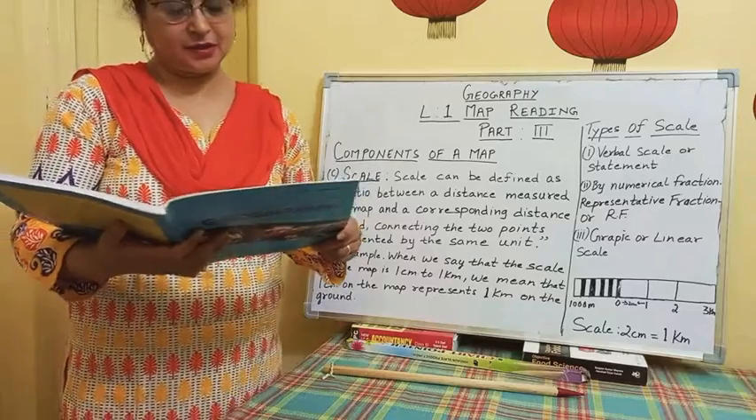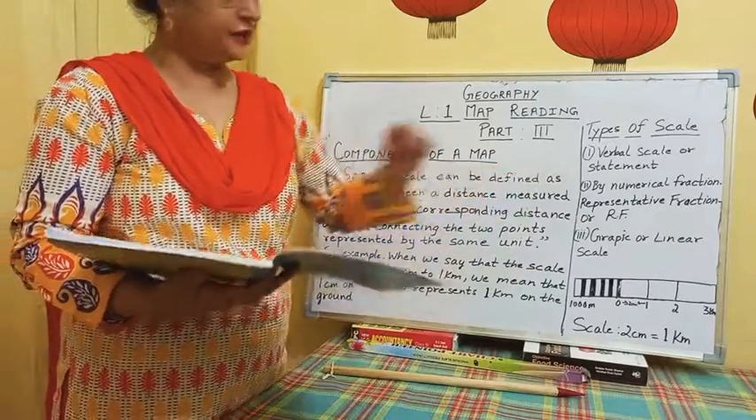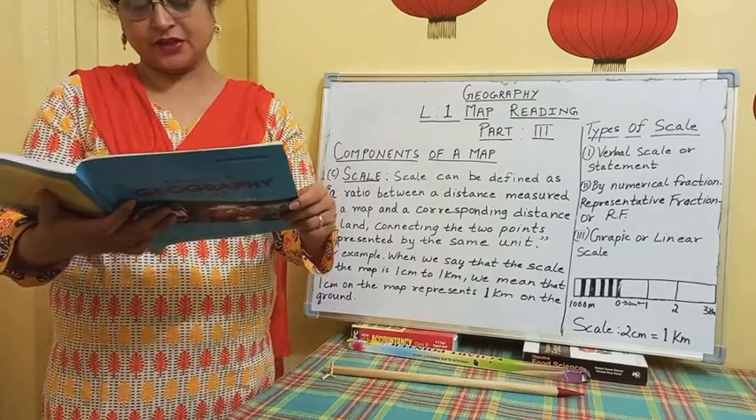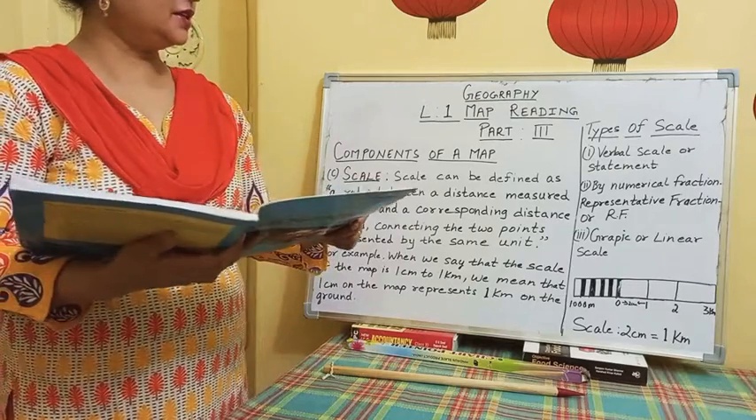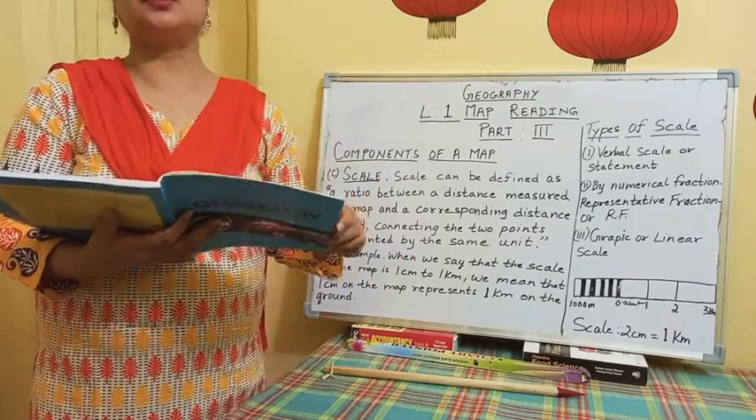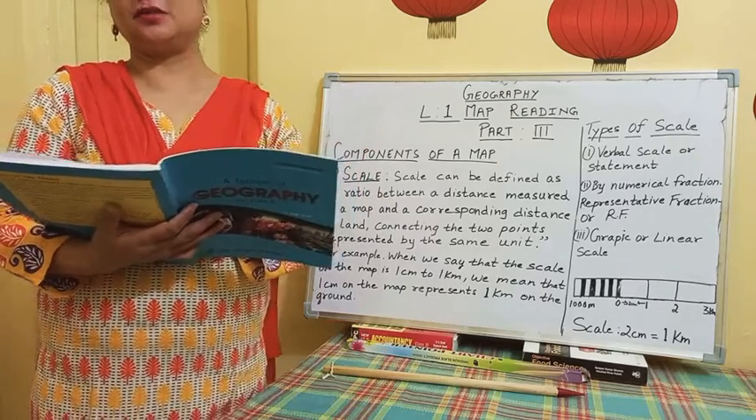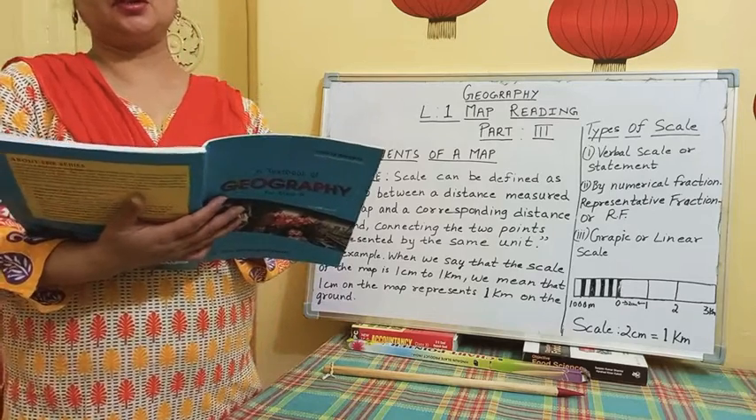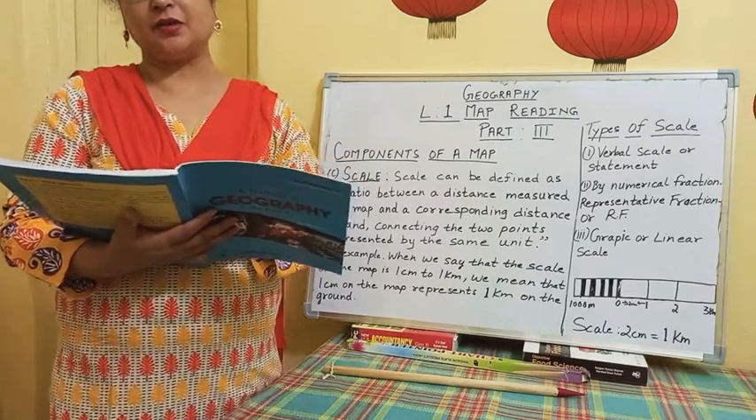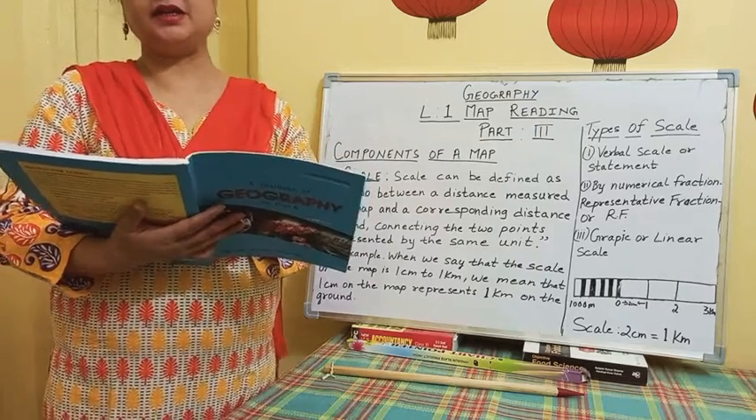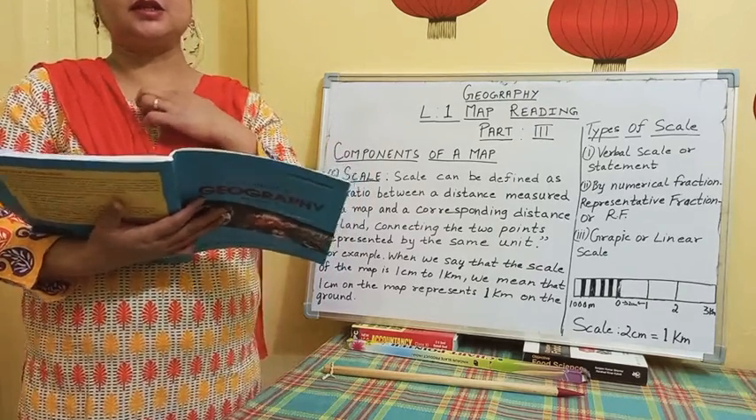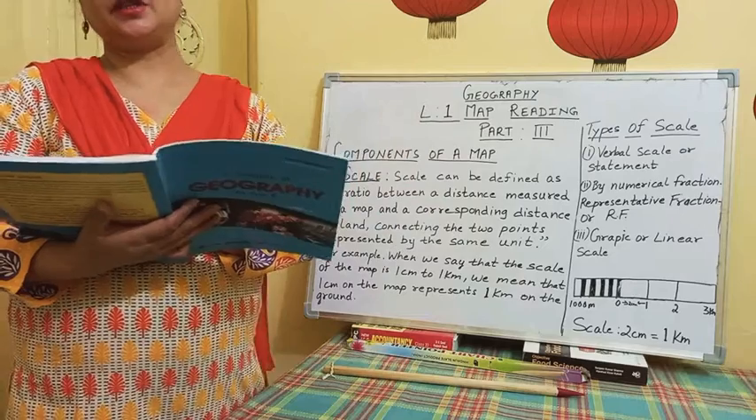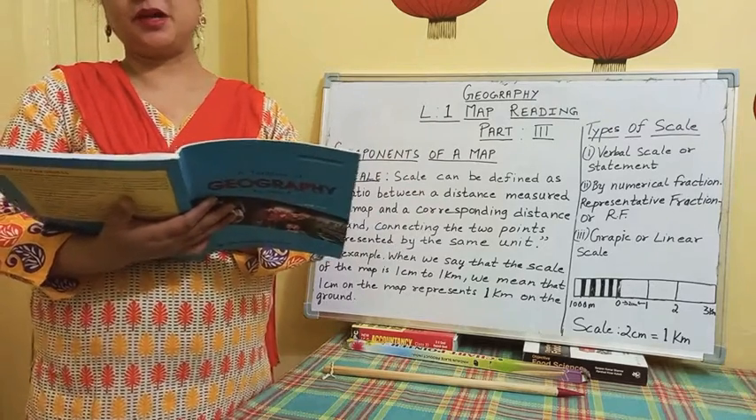Now the second one is representative fraction or RF. How does this help us to measure distance? The numerical fraction method is also called representative fraction. This method shows the ratio between the distance on the map to the distance on the ground. This is another method of measuring distance on a map to the distance on the ground. This scale can be used by any country in the world. So this scale means that this type of measurement is internationally accepted and it can be used by any country.